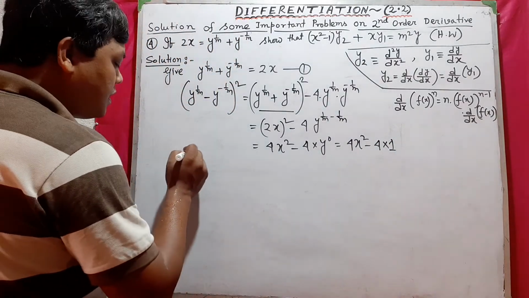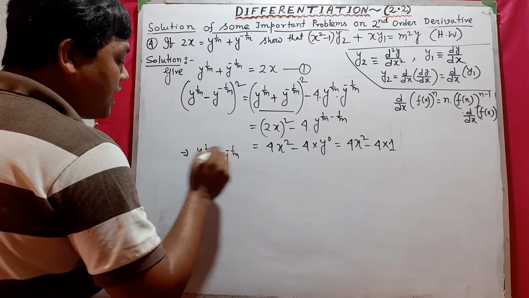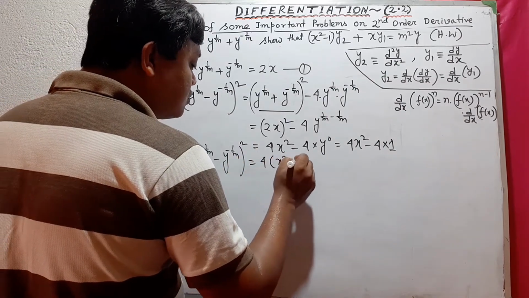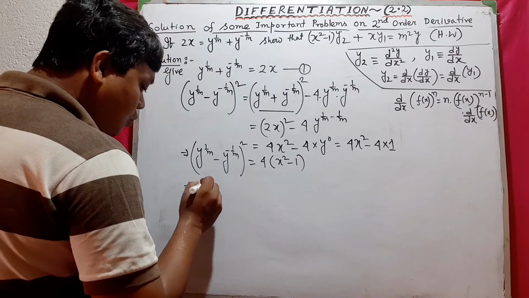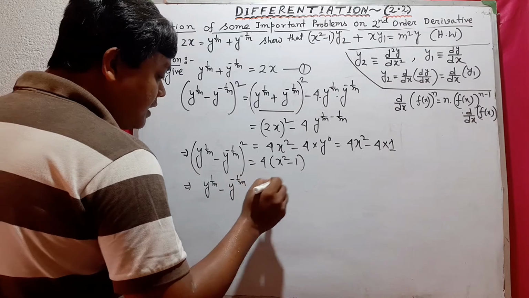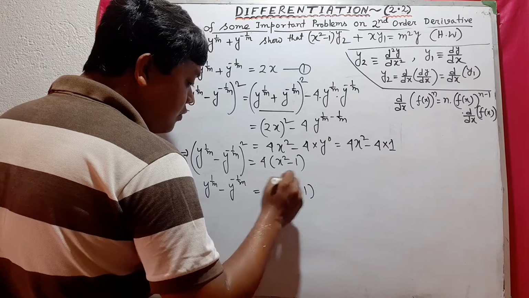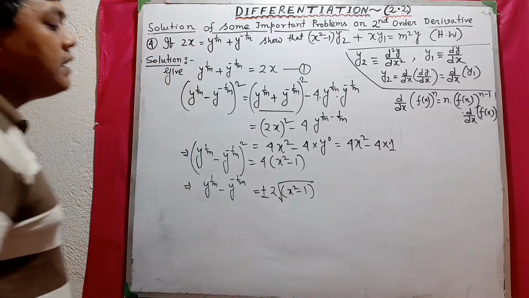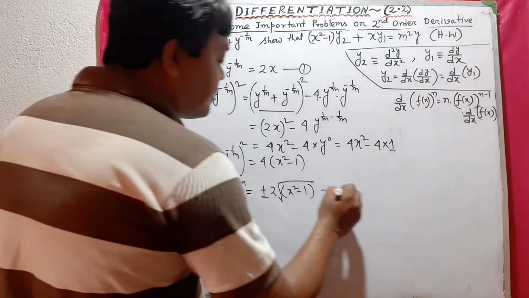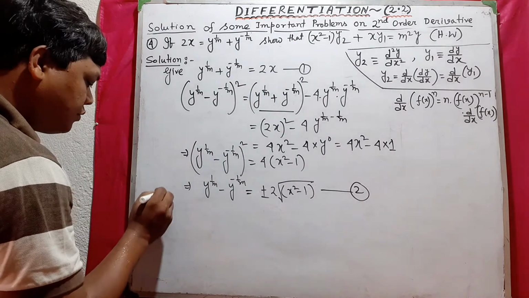So what we have gotten: y to the power 1 by m minus y to the power minus 1 by m whole square equals 4 into x square minus 1. So y to the power 1 by m minus y to the power minus 1 by m equals 2 square root of x square minus 1. Plus minus can happen, you can take plus or minus, it makes no difference. So this is equation number 2.